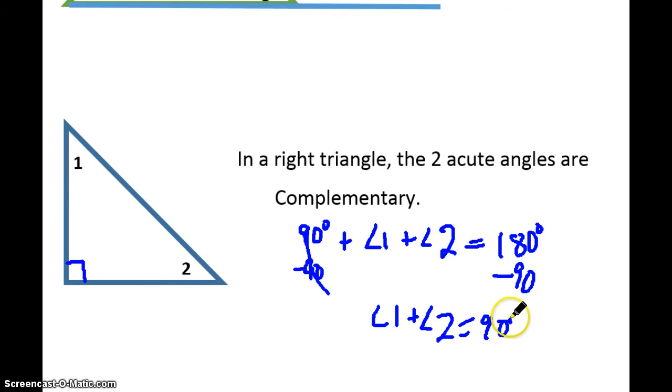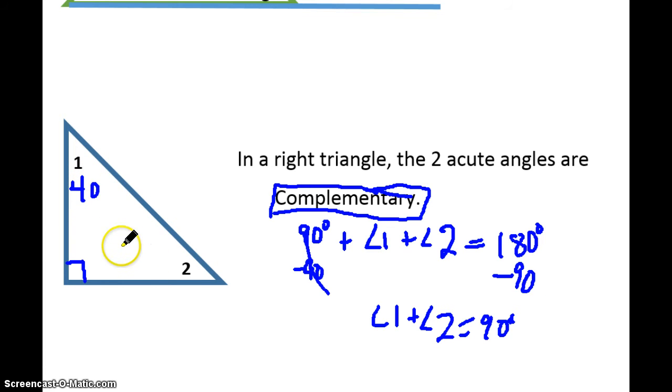Okay. So when two things add up to 90 degrees, we know the word for that is complementary. So every time I have a right triangle, the two acute angles will be complementary. So then I can immediately look at this, and I don't have to set up my equation and subtract, add together, and then subtract from 180. I can immediately look at this and say, hey, okay, these two have to add up to 90, that means this one's 50. Just a slight little shortcut there.